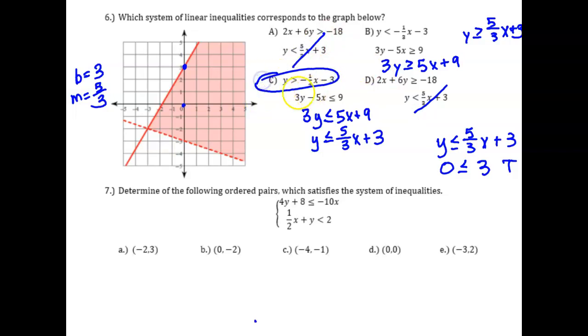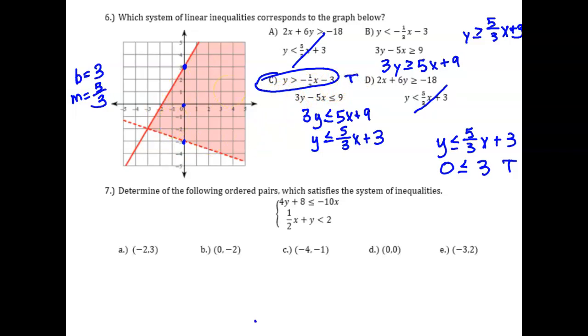But let's check it out and make sure with the other equation, our y-intercept is -3. Our slope is -1/3. And it's just a dashed line, and it would be greater than, so it would be true for (0, 0). So is 0 greater than -3? That is true. So it would be C.